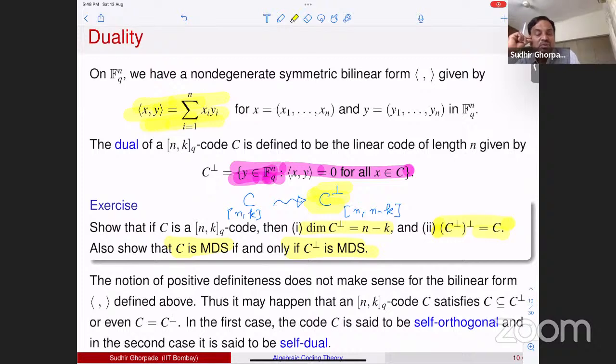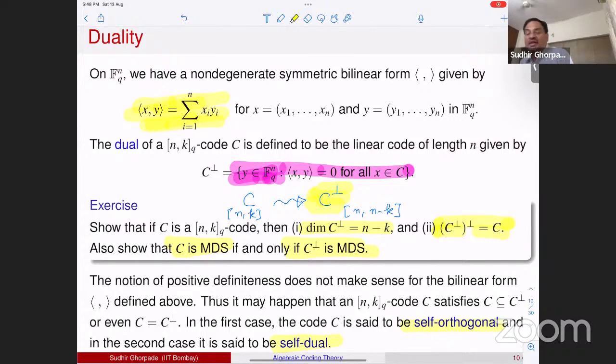Okay, so it can very well happen that C and C perp are not essentially disjoint. In fact, it can even happen that C is contained in C perp, or even C is equal to C perp. Such things are possible. In that case, if C is contained in C perp, the code is called self-orthogonal. If C is equal to C perp, it is called self-dual.